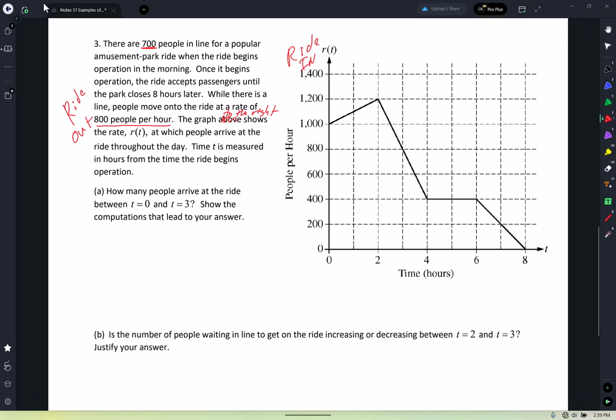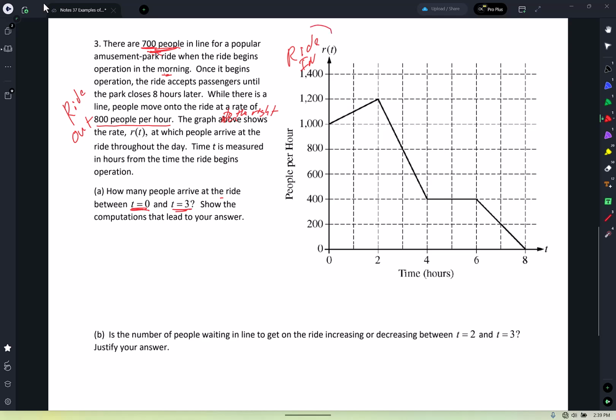How many people arrive at the ride between t equals 0 and t equals 3? They're not counting the 700 people that are already there. They're just already there, right? So I guess the park opened and they're not in operation yet, so the line was already there. But the t equals 0 is exactly when it starts in operation. So how many people arrive at the ride between t equals 0 and t equals 3?